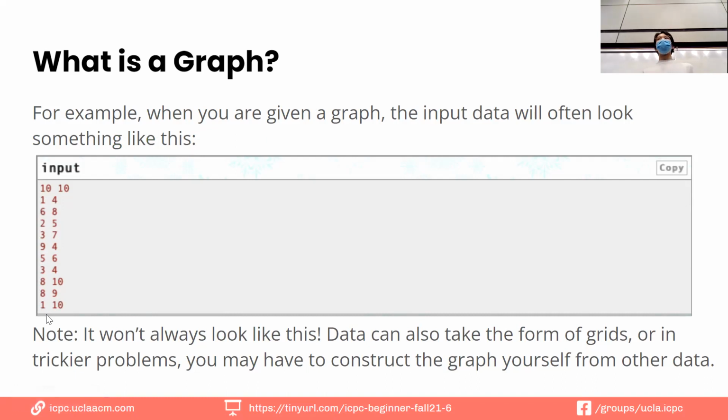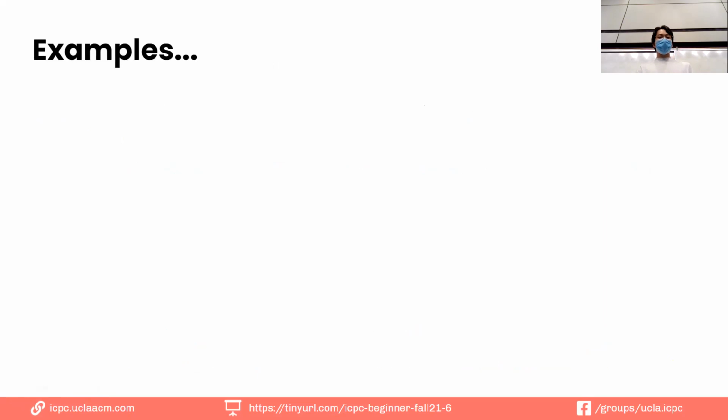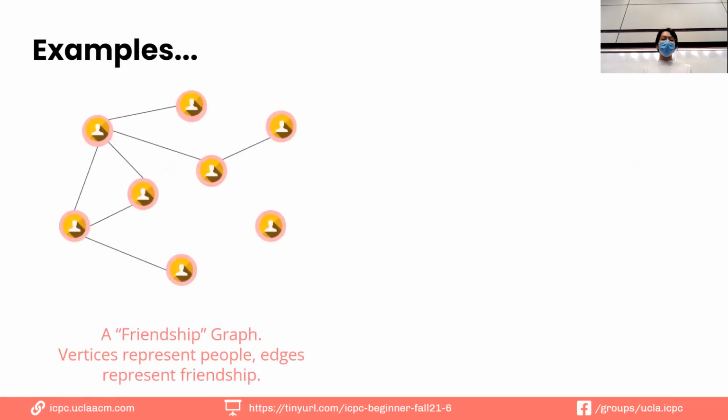This is the most often seen representation of graphs, the type of input that they'll give you. Sometimes with trickier problems you'll have to make some logical assumptions and jump to this graph from the information given to you. But most of the time, I would say 90 to 95% of the time, they'll give it to you this way.